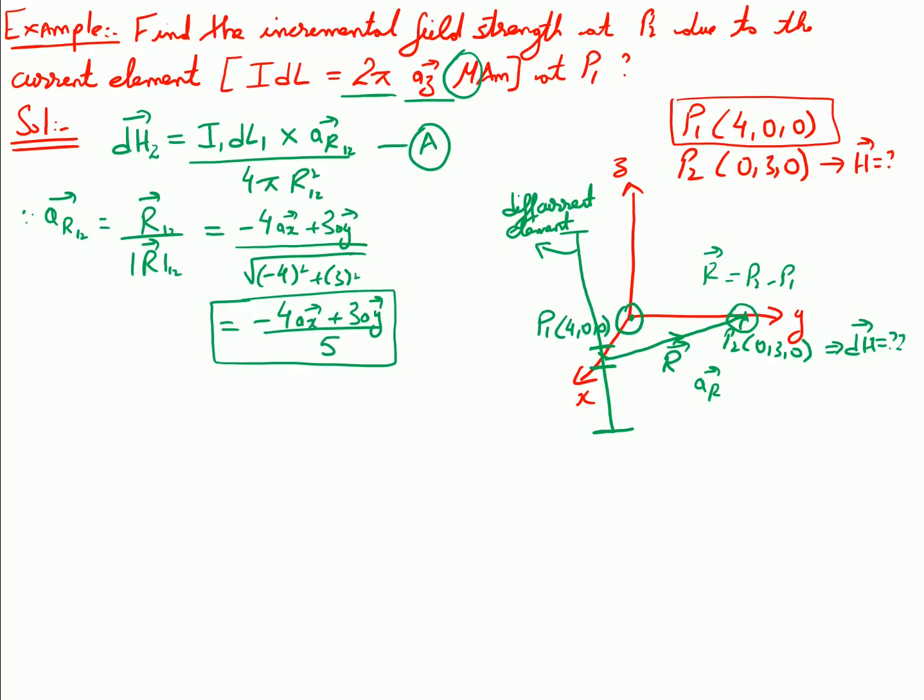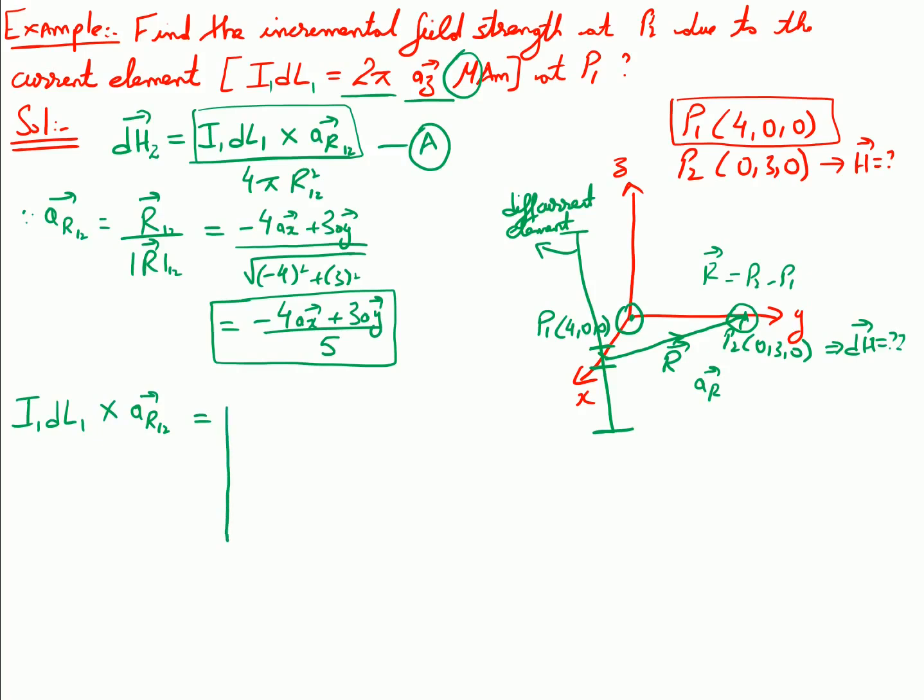Now let us see what else is needed. So we have figured out the unit vector in equation A. R in the denominator is also figured out, and the current element I1 dl1 is also given. Now we need to figure out the cross product, or the numerator part of equation A. So we need to basically do the cross product of the current element I1 dl1 with the unit vector AR12. This means we can use the determinant method to find the cross product.